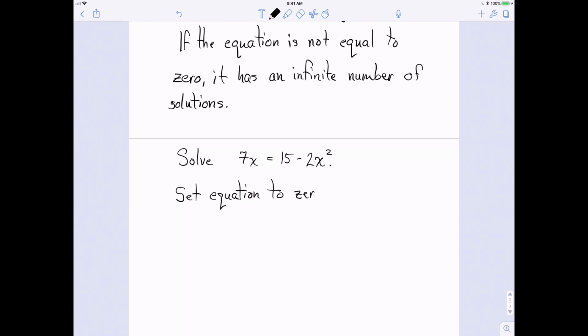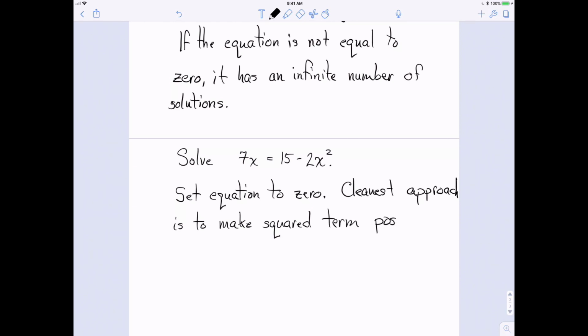Now, when we do this, there is a strategy, and I'll tell you this up front. The cleanest approach is to make the squared term positive. So I picked this problem just to illustrate how we do that. Squared term positive.